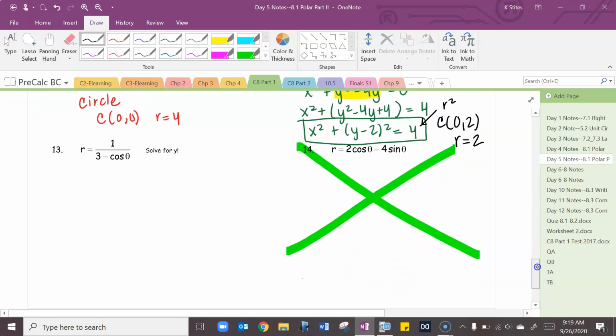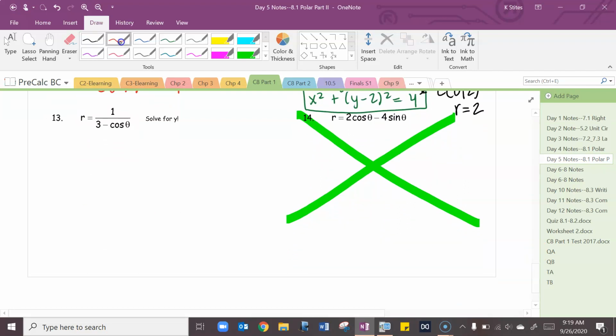All right, last one. Solve for y. Okay, good times. Well, first things first, when in doubt, cross multiply. Or multiply by 3 minus cosine theta on both sides, which doesn't have quite as nice of a ring to it. Okay, so I'm just cross multiplying. And then that r cosine theta, we can change that to an x. Okay, now we need to solve for y, and right now we don't even have a y. So obviously we still have more work to do.